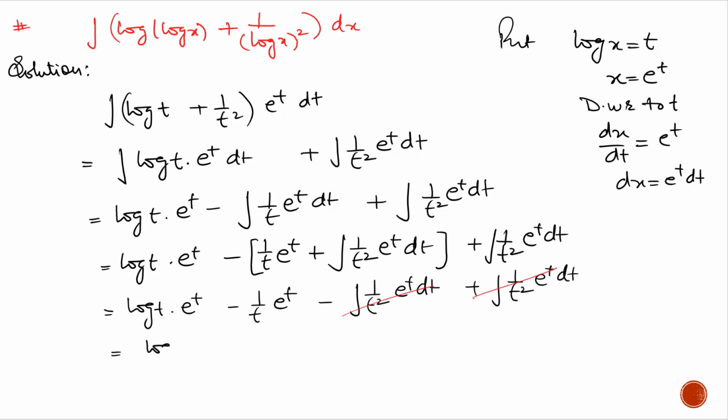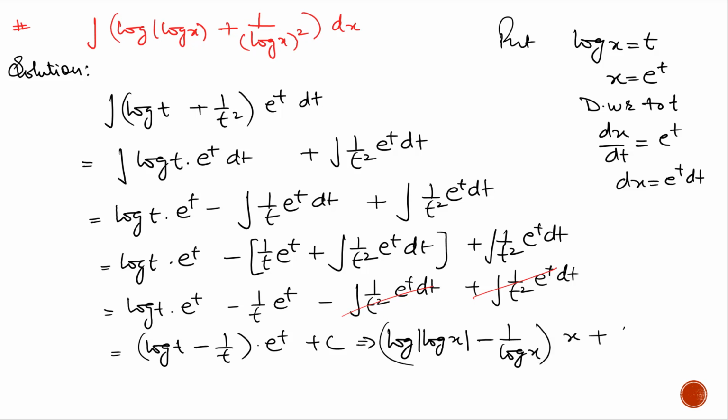And after simplification, we'll get answer (log t minus 1 by t) multiplied by e raised to power t plus c. Replace t by log x and e to power t by x. So the answer is (log x minus 1 upon log x) whole multiplied by x plus c.